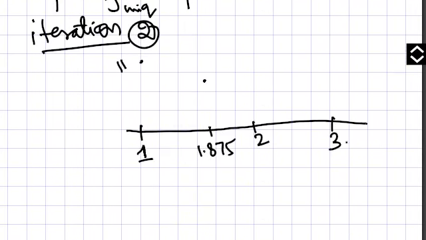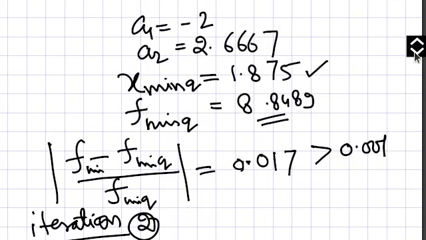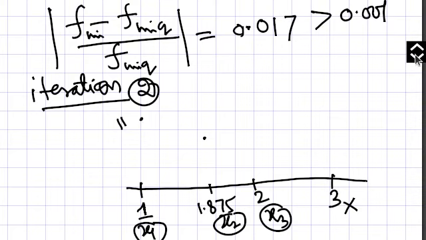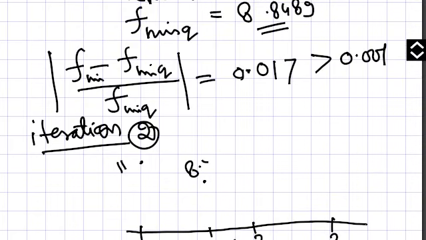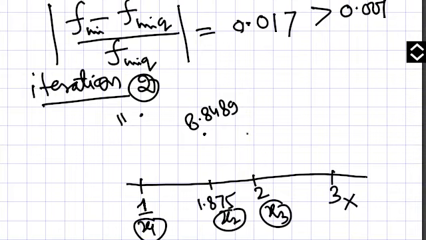So we will take only these 2 points, and we will change it. This will be x1, this will be x2, this time this will be x3, and at x2 the value is 8.8489, and at x2 the value is 9. The value is 9 here, it is coming 9 here. So you can see the trend now, it is like this. Definitely we are going towards the minimum, it is lying somewhere here.